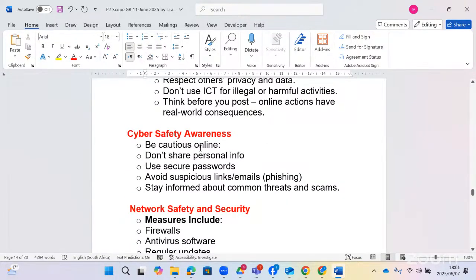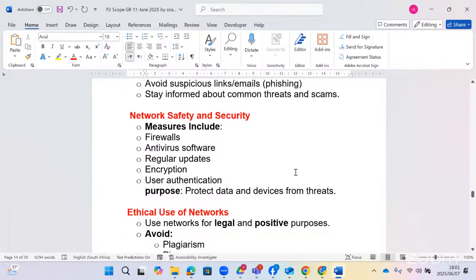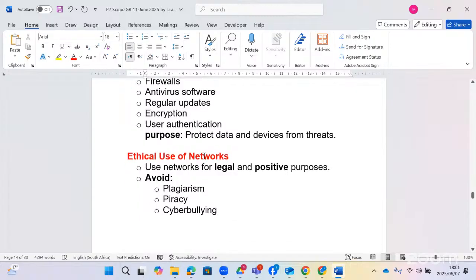Cyber safety awareness: be cautious online. Don't share personal information. Use secure passwords. Avoid suspicious links or emails, like phishing. Stay informed about the common threats and scams. Now, these days, people are even using WhatsApp to scam other people. You must be careful about that. These are the things that I talked about, what you must use to protect your work.